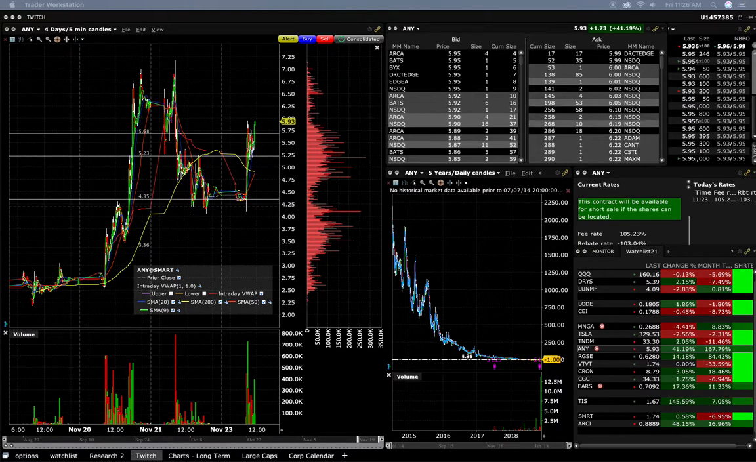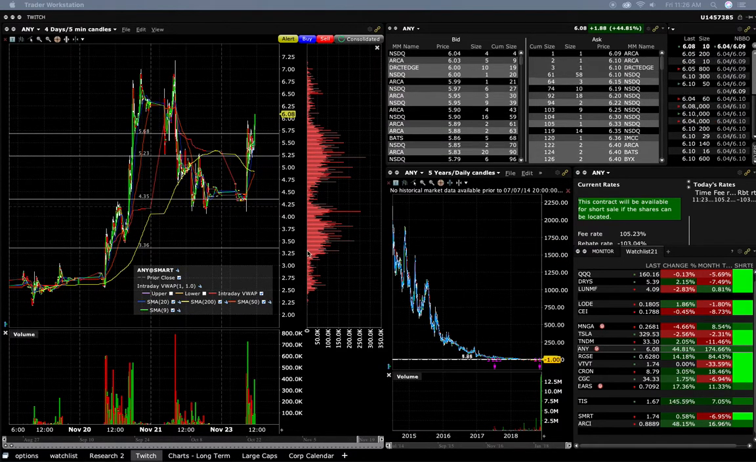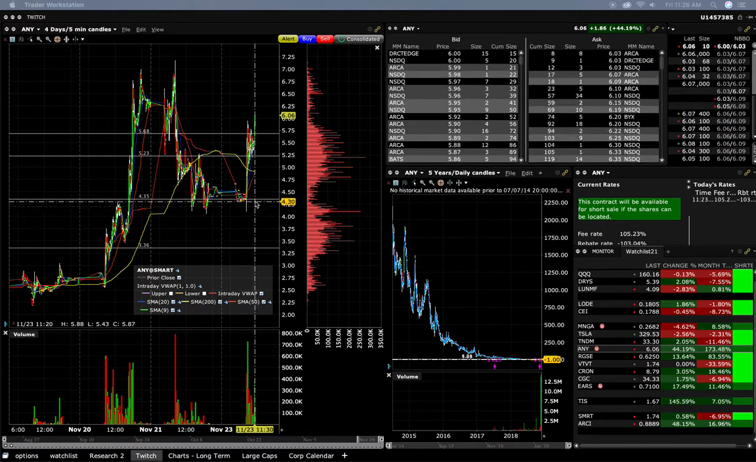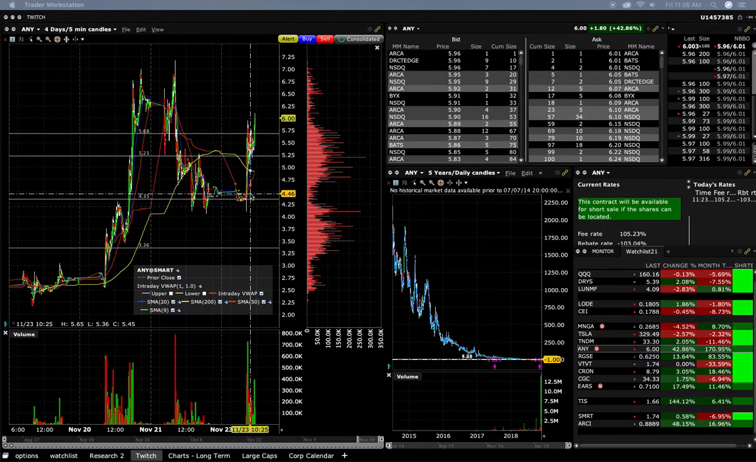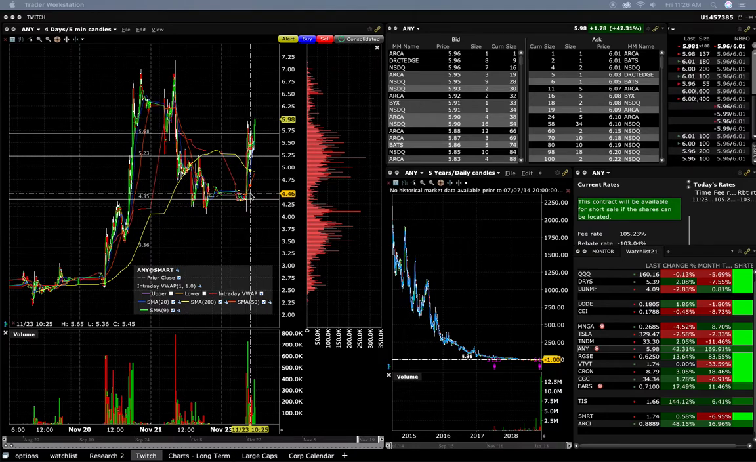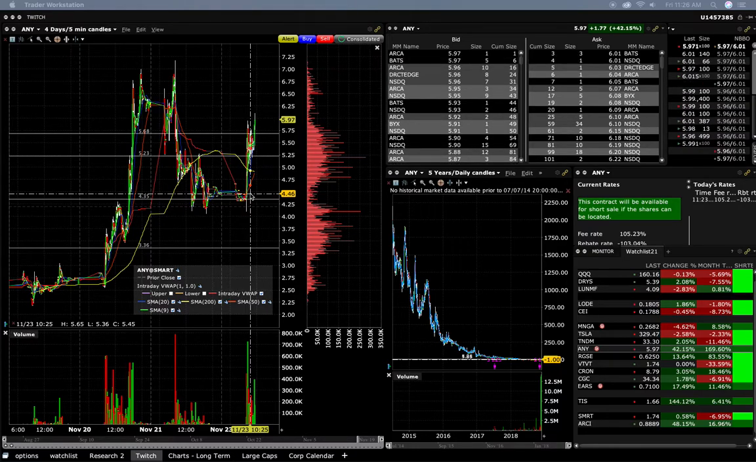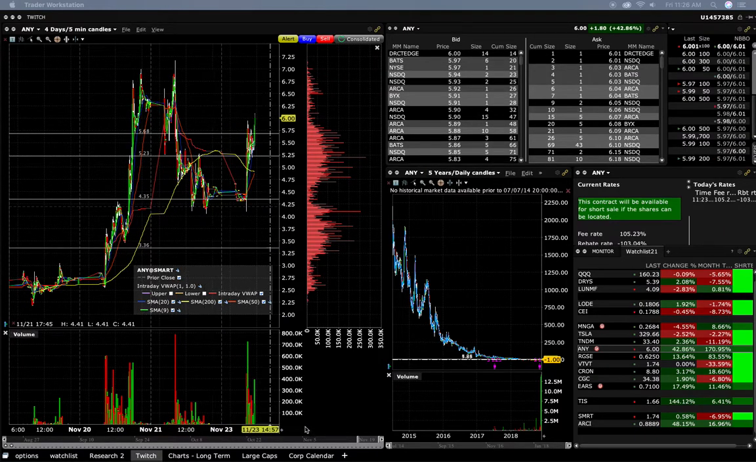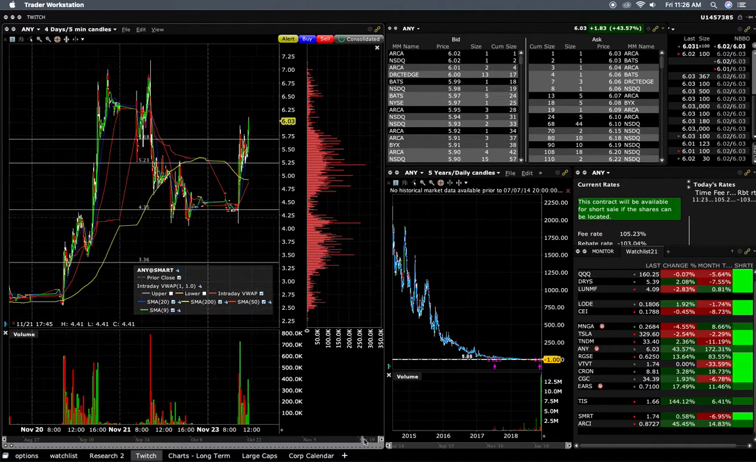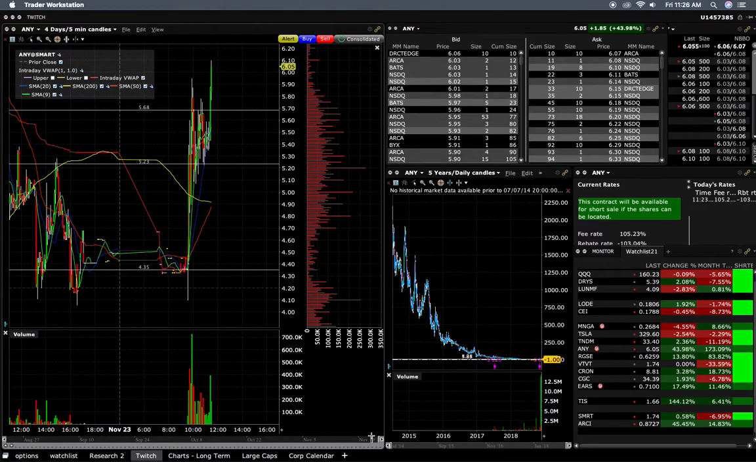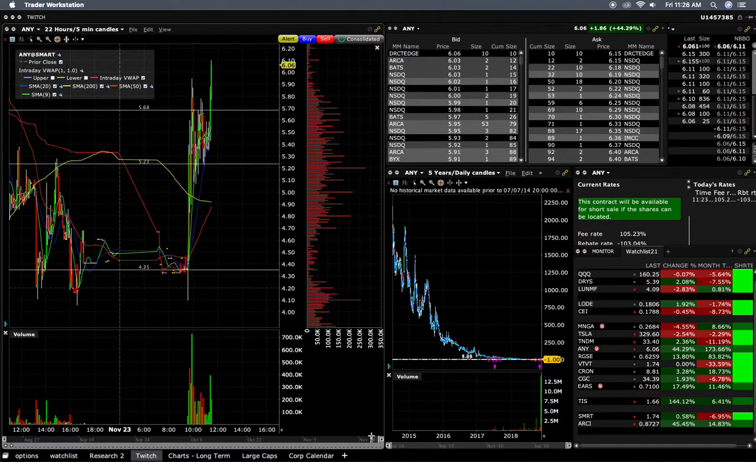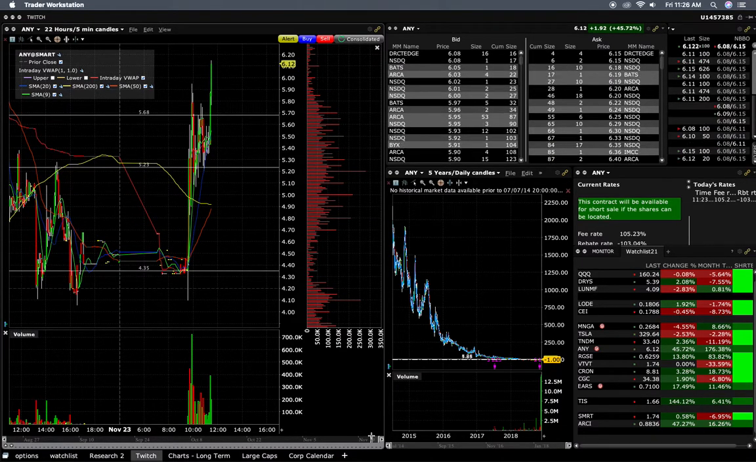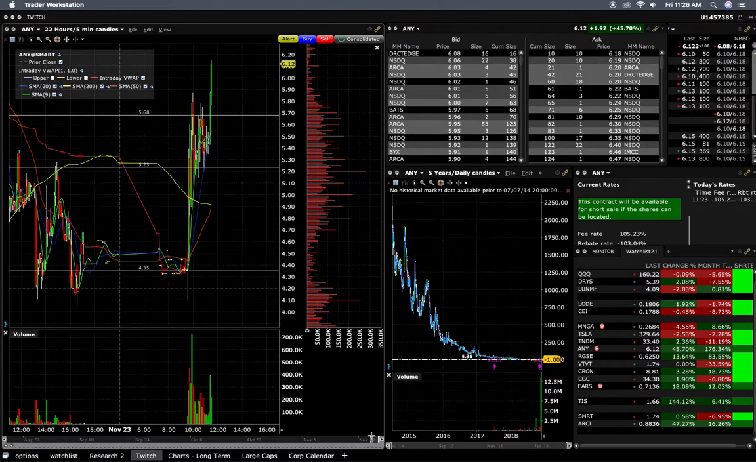But as we see with ANY, when I started the live stream this morning, I said, "Ooh, ANY, unique situation. It has SSR, it has low float, and it has shares available to short." And I said, I know this setup. I don't know the odds of the setup. I haven't tracked it long enough where I know how often this works, how often it doesn't.